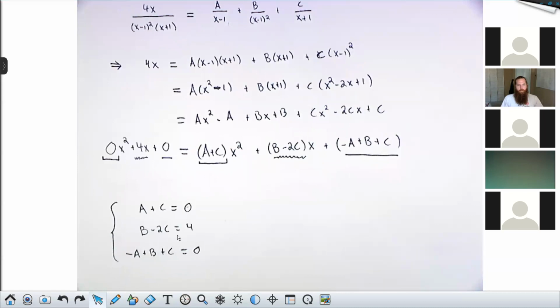So farther up, when you multiplied everything by the denominators, how come b doesn't also have an x minus 1? Because b had x minus 1 squared downstairs. So when I multiply b over x minus 1 squared times x minus 1 squared times x plus 1, the x minus 1 squareds cancel entirely. Oh, okay, I see. Other questions on how we arrive at this linear system?